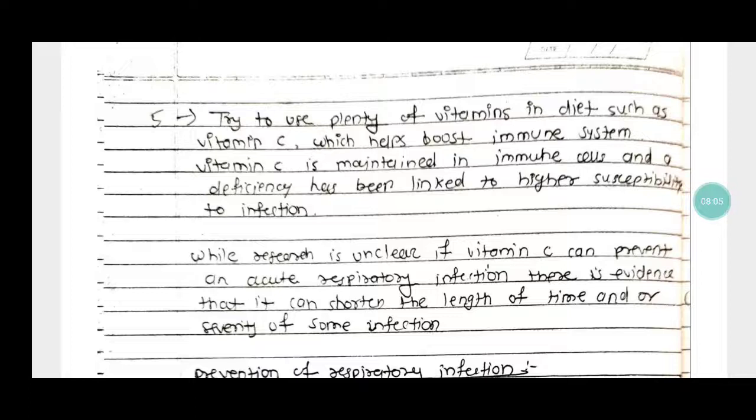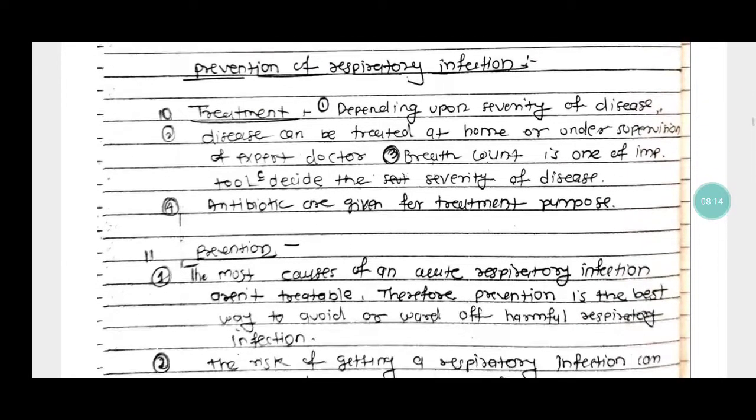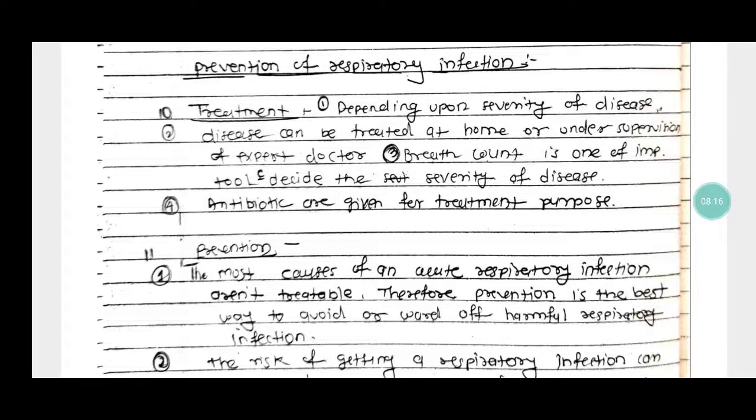Vitamin C is maintained in the immune cells, and a deficiency has been linked to higher susceptibility to infection. Prevention and treatment of respiratory infection depend upon the severity of the disease, and the disease can be treated at home or under the supervision of an expert doctor. Breath count is one of the important tools which decides the severity of the disease.